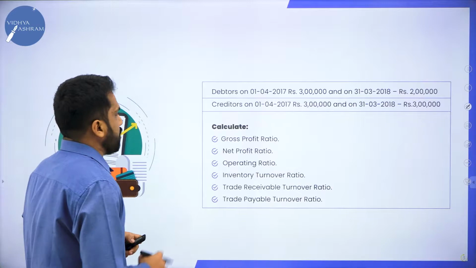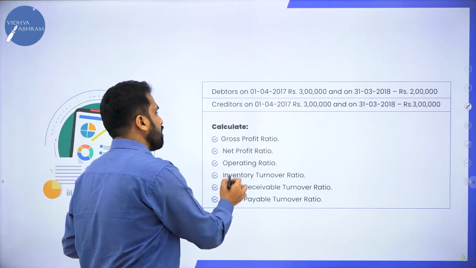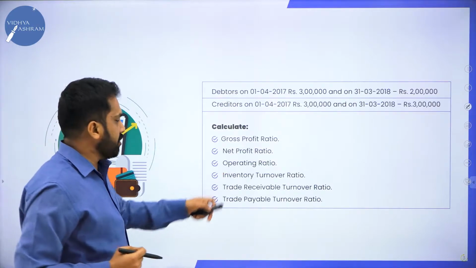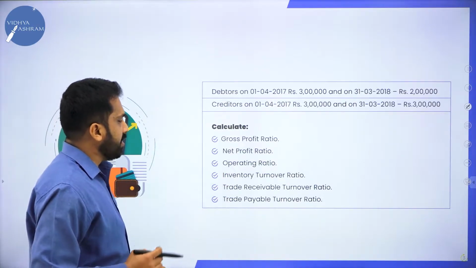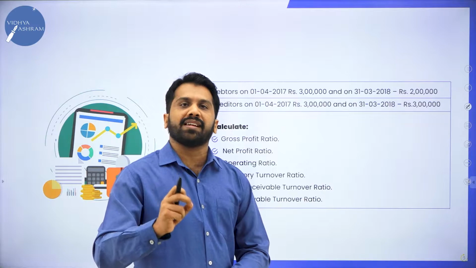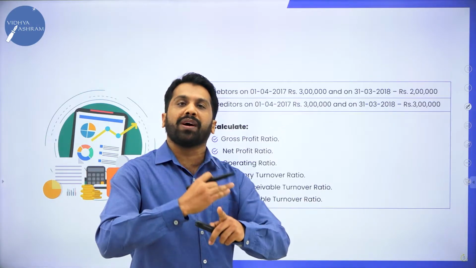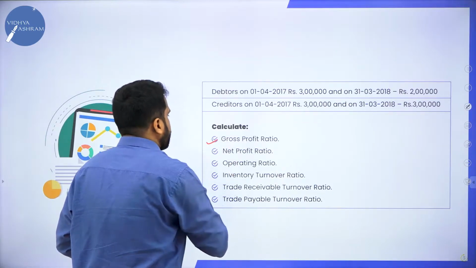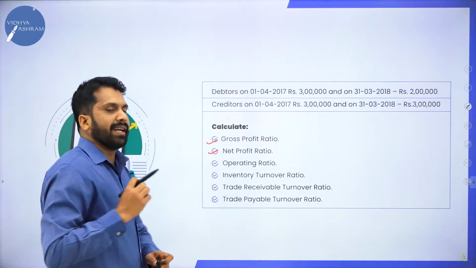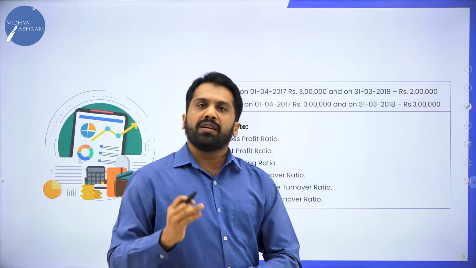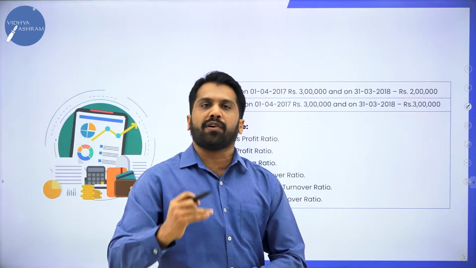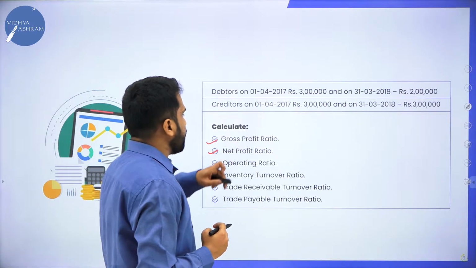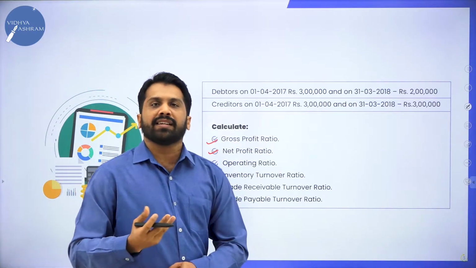What you have to find out? You have to find gross profit, net profit, operating ratio, inventory turnover ratio, trade receivable, and the last part is trade payable. We'll go one by one. Now, we'll go for gross profit as well as net profit ratio. Hope you remember the formulas. First one gross profit and second one net profit.